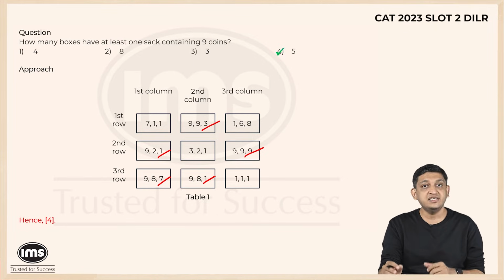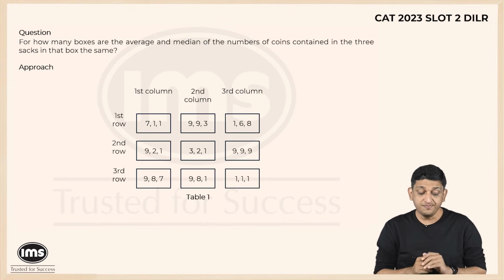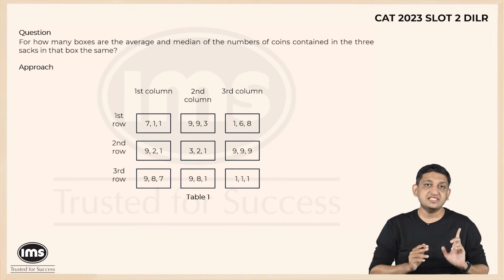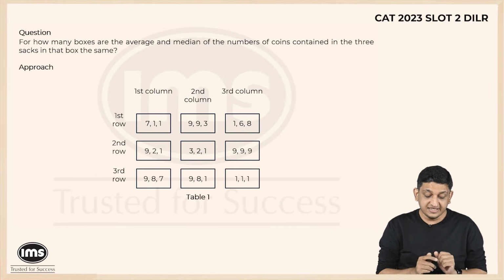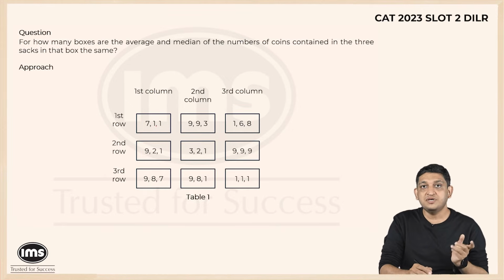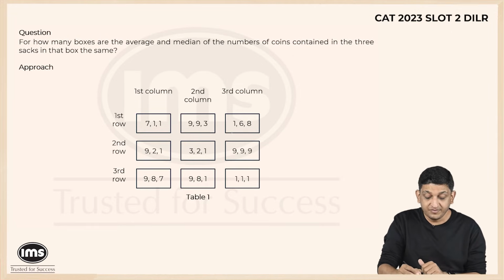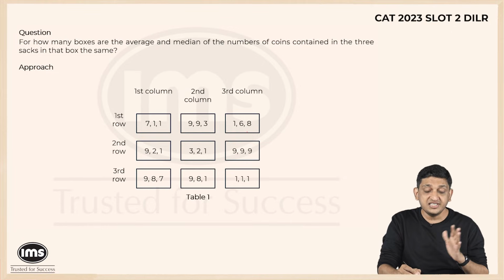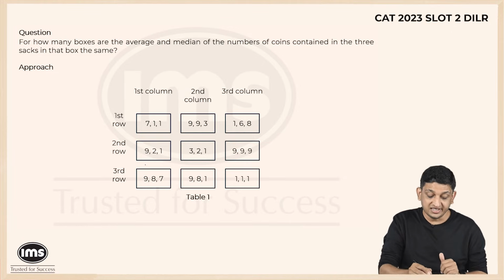So the correct answer here is option 4, that is 5 boxes. According to this question, for how many boxes are the average and the median the same number? So in this case, 7 1 1, the average becomes 3. The median is 1, so not right. 993, average is 7, median is 9, not correct. 168, average is 5, median is 6, not correct.